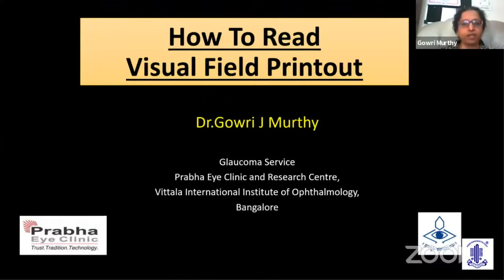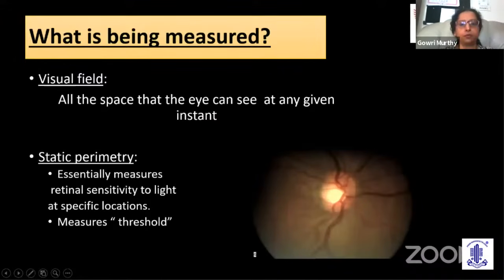Thanks, Dr. Chitra, for the kind introduction. So without much delay, I'll go on to my topic. How do we read a visual field printout? What we have to realize is what is being measured is the visual field, and we all know that it is all the space that the eye can see at any given instant.